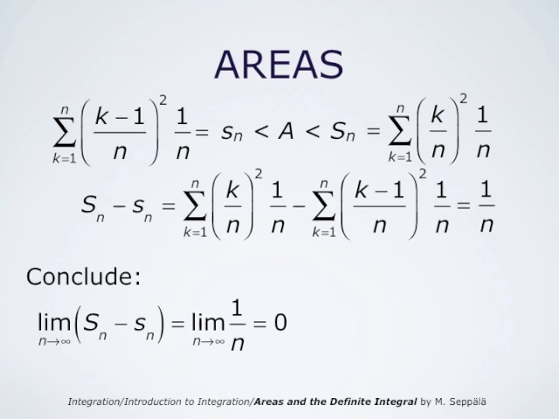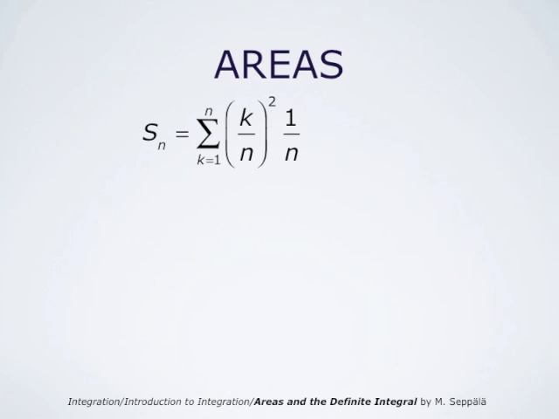We conclude that the difference of these estimates is 1/n, and the limit of 1/n as n goes to infinity is 0. So the estimates capital S_n and small s_n have the same limit, and this limit is the actual area of the domain that we have to compute.